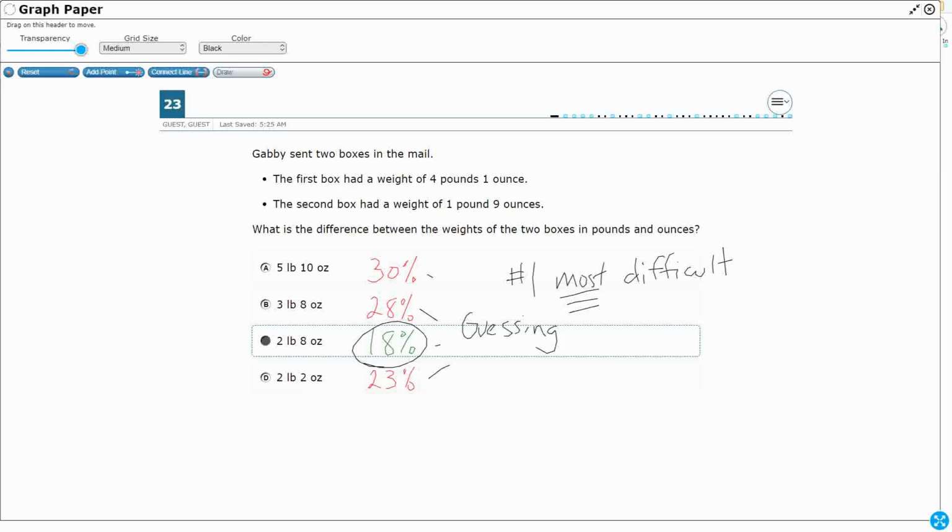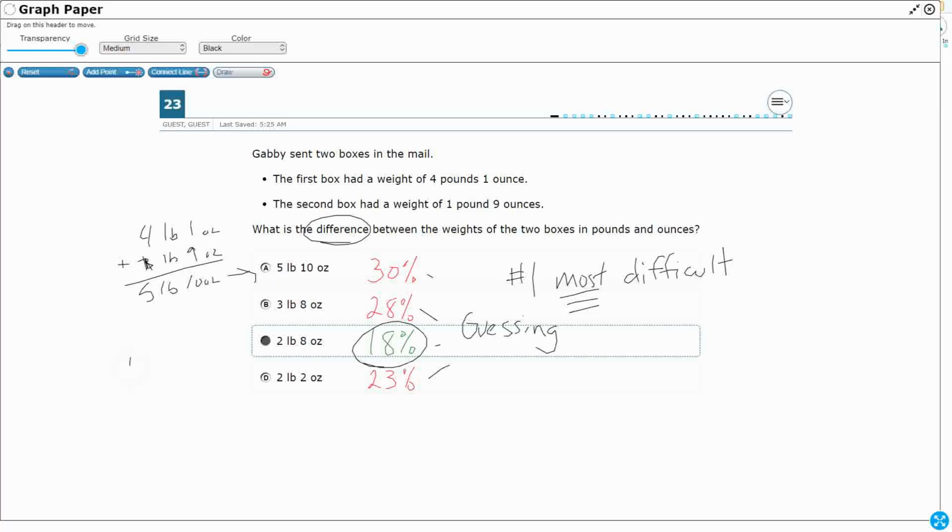Well, if you add 4 pounds 1 ounce and 3 pounds 9 ounces, guess what you're going to get? 5 pounds, 10 ounces. That's easy, no regrouping necessary. Boom. So if I'm not sure what to do, even though it says difference, that's too hard. Let's just add, there's an answer.